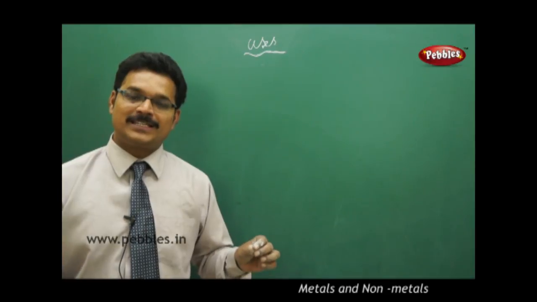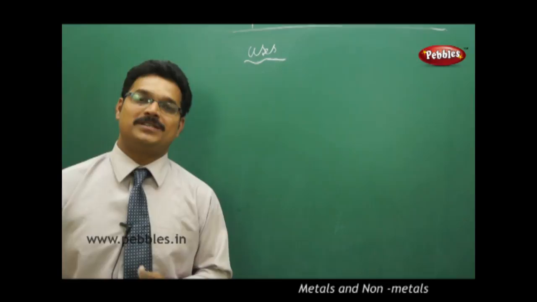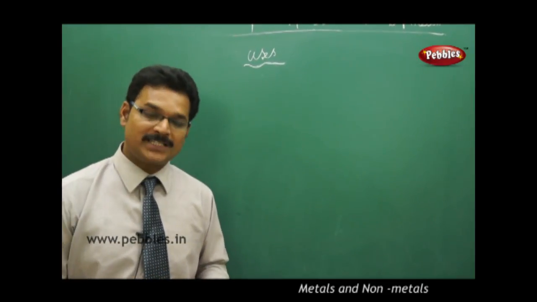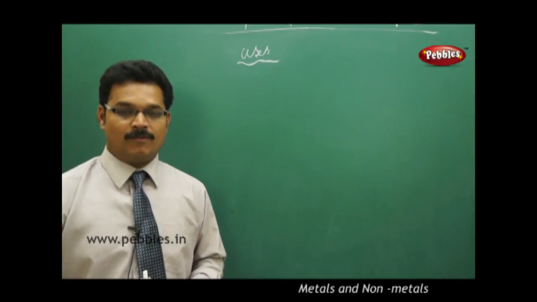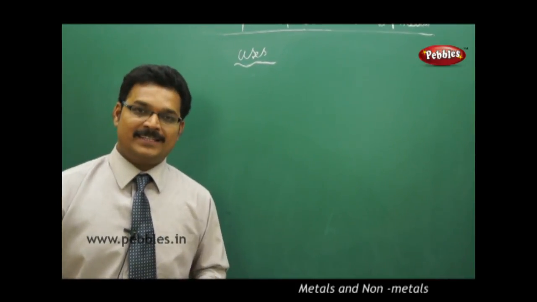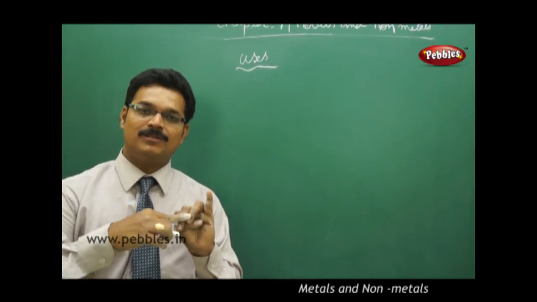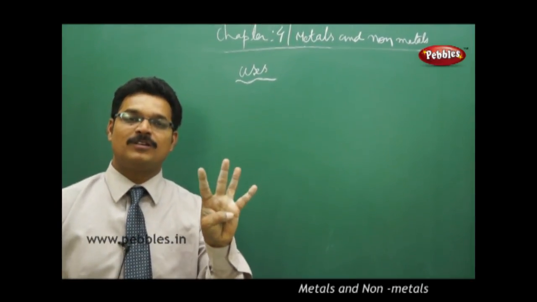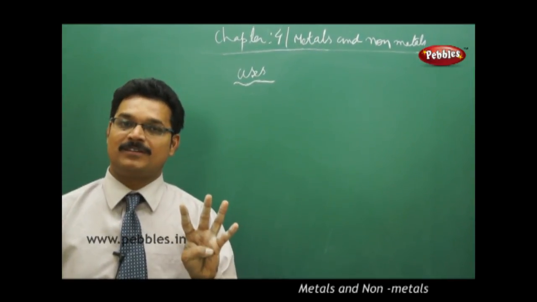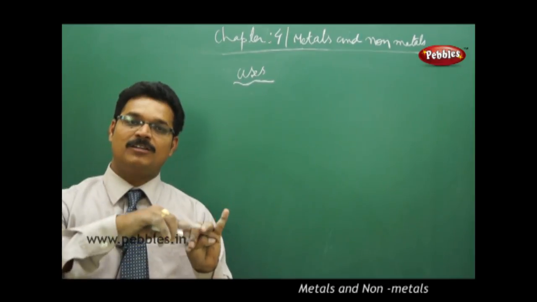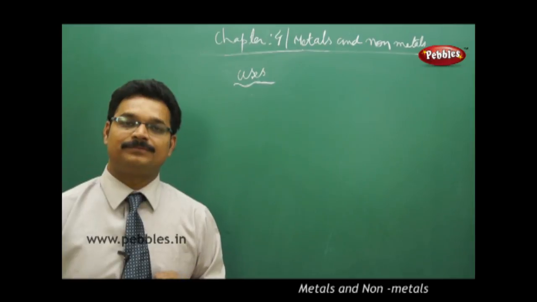So we discussed how to identify a metal and a non-metal, and what the physical properties and chemical properties of metals are. Now, if I give you four examples: iron, copper, aluminium, sulfur. Among these four, which are metals? By this time you should understand. Yes, you are correct. Iron, copper, aluminium, these three are metals, and sulfur is a non-metal.